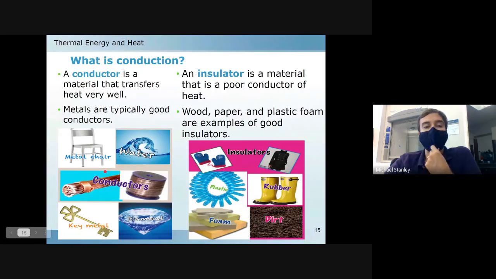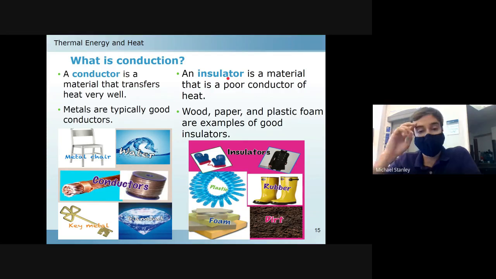So things that are good conductors transfer heat very well. Things like metal, things like wire. Water can be a good conductor. Once you get water heated up, then anything that touches it is going to get hot as well. And then you also have insulators, things like foam or rubber or wood or paper or even wool. Thick fabrics are good insulators. They do not transfer heat very well.